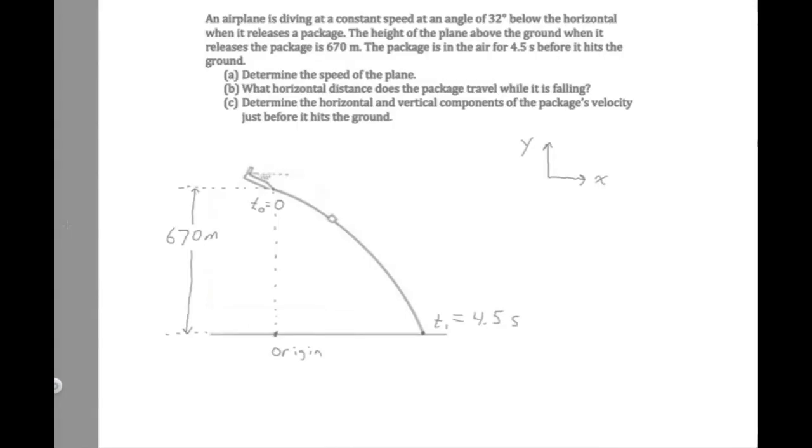Coordinates for position. So I guess I can write here x0 and y0, and here x1 and y1. Do we have any values for those? Well, we know this vertical coordinate. This point is 670 meters above the origin.